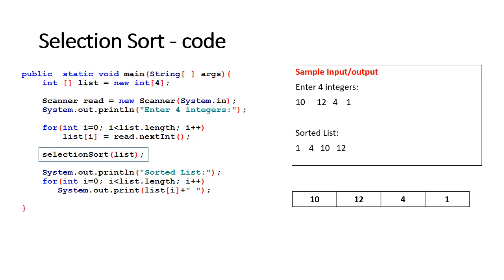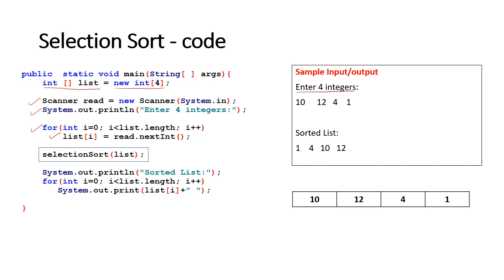Now about the coding of the selection sort, let's go through the coding. Assume we have the following. We have the public static void main. We have integer bracket list equal new integer 4, which means we created an array of size 4. And then as usual, we have a scanner. We are asking the user for values. We have a for loop to do the reading of the values, and then we are reading the values and saving them in list at location i. So I'm saying enter four integers.